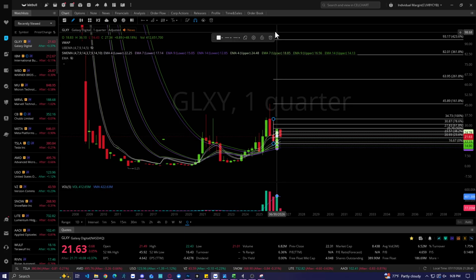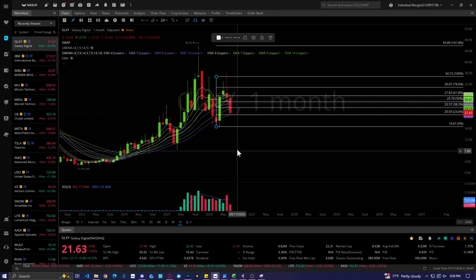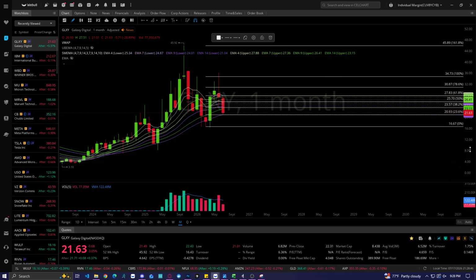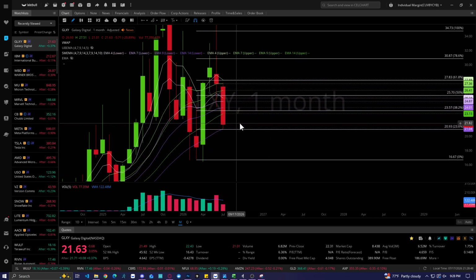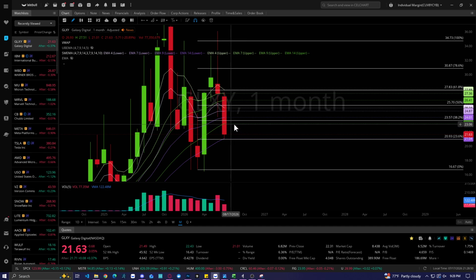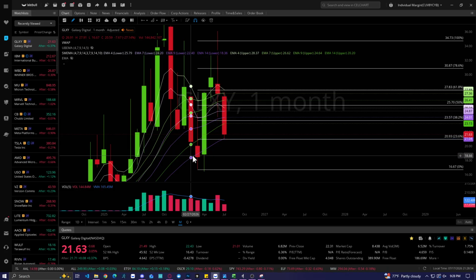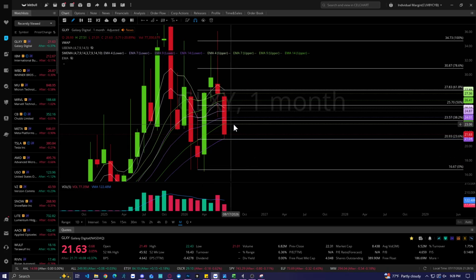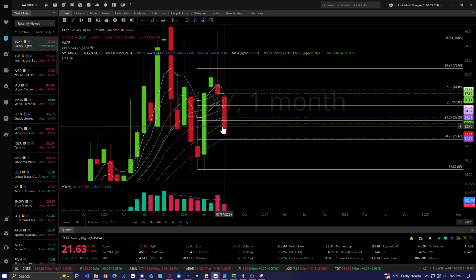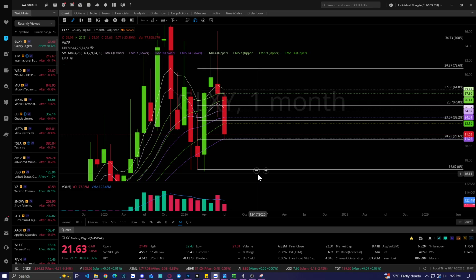So yeah, right now with Galaxy on the monthly, it's running into this 14 smooth moving average. So this should be support. It should find its way back up to 23.57 at least. And then next month would be the critical month to watch, because if it bleeds below this upper bound EMA again, that could be bad for Galaxy.